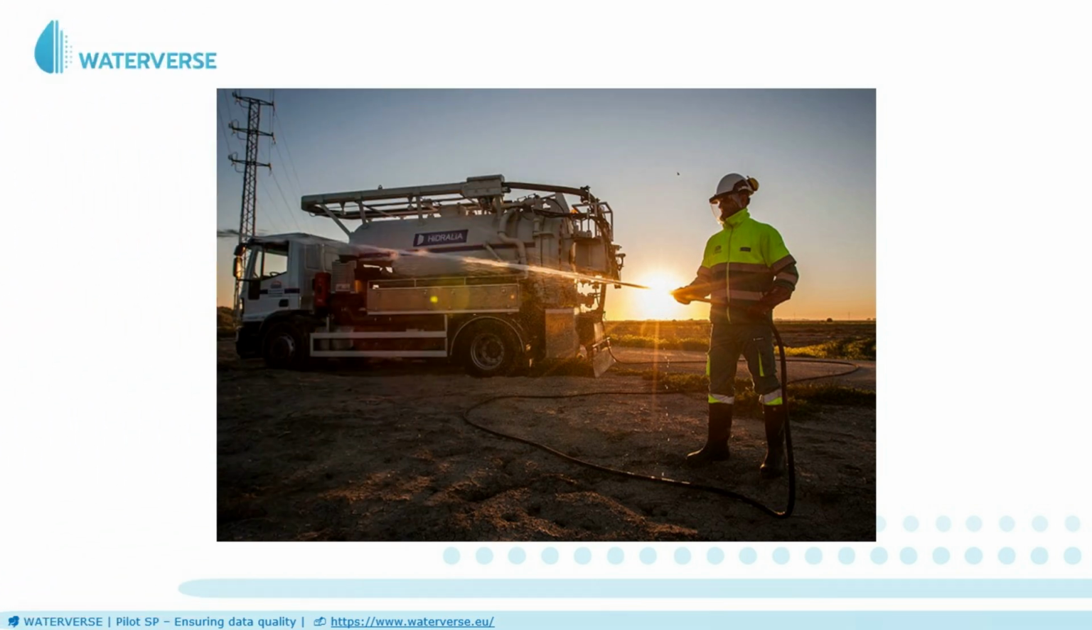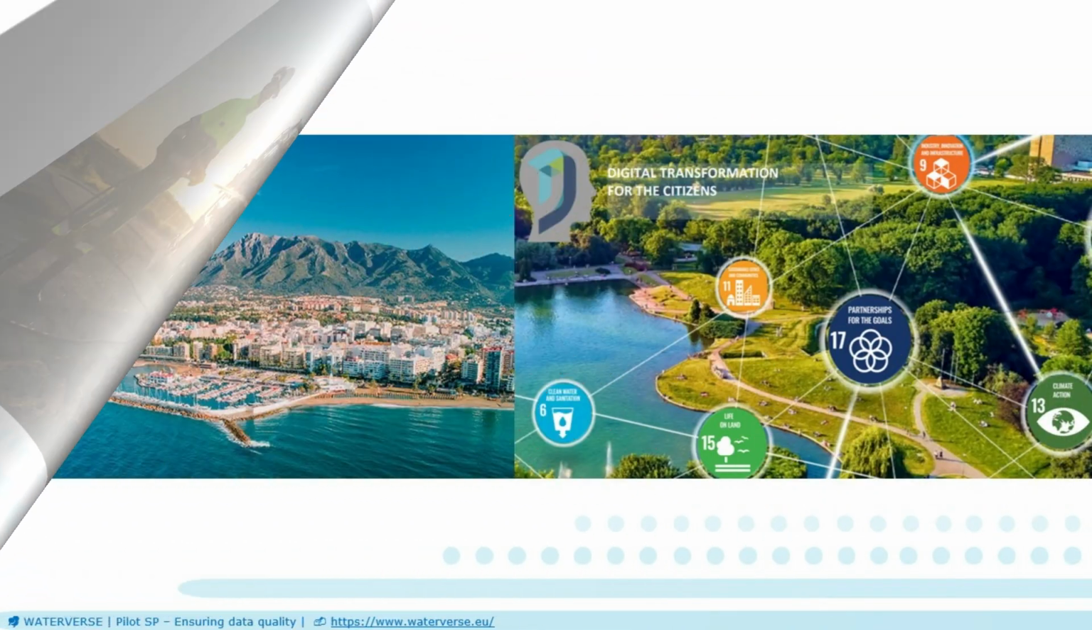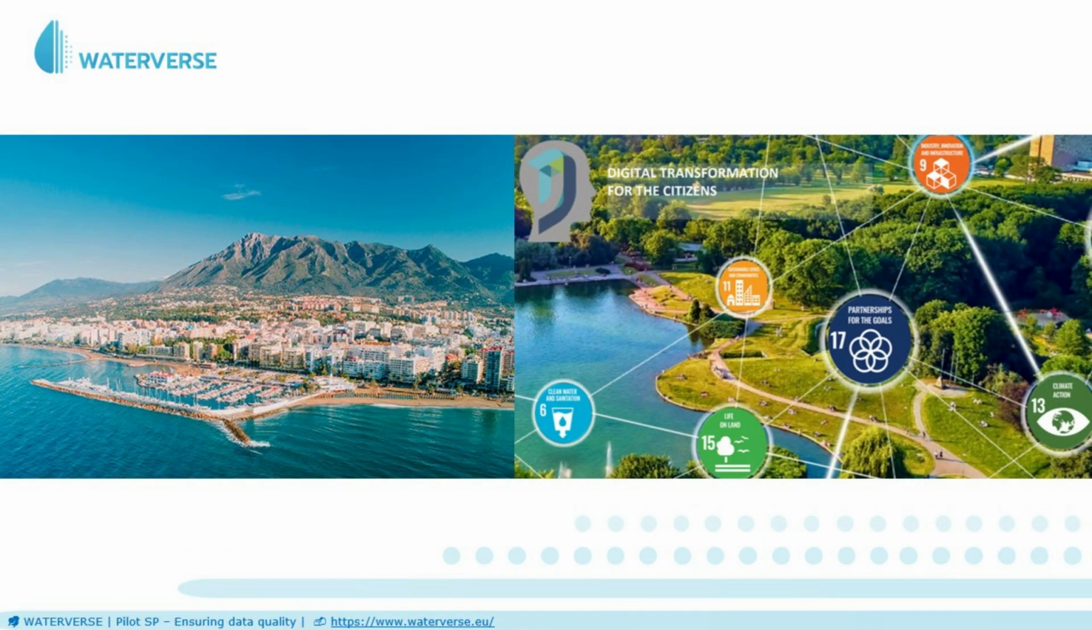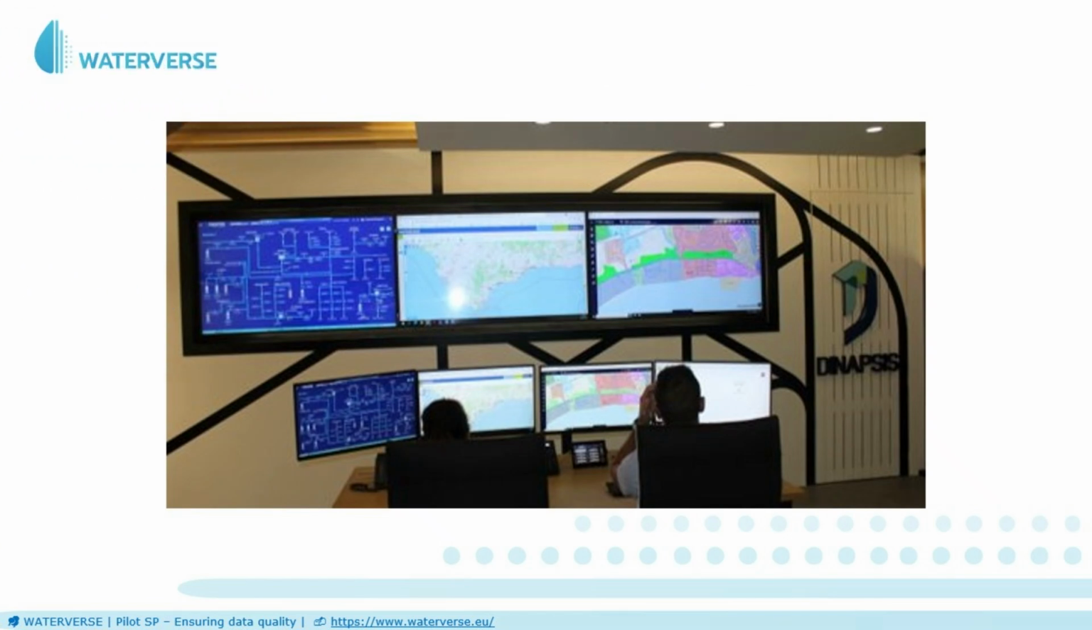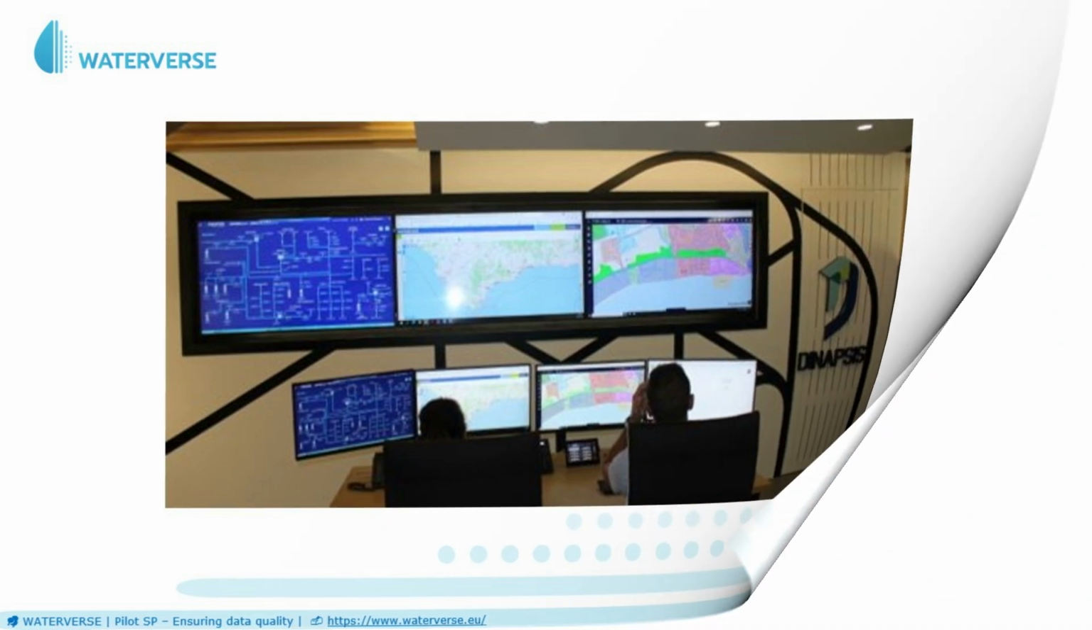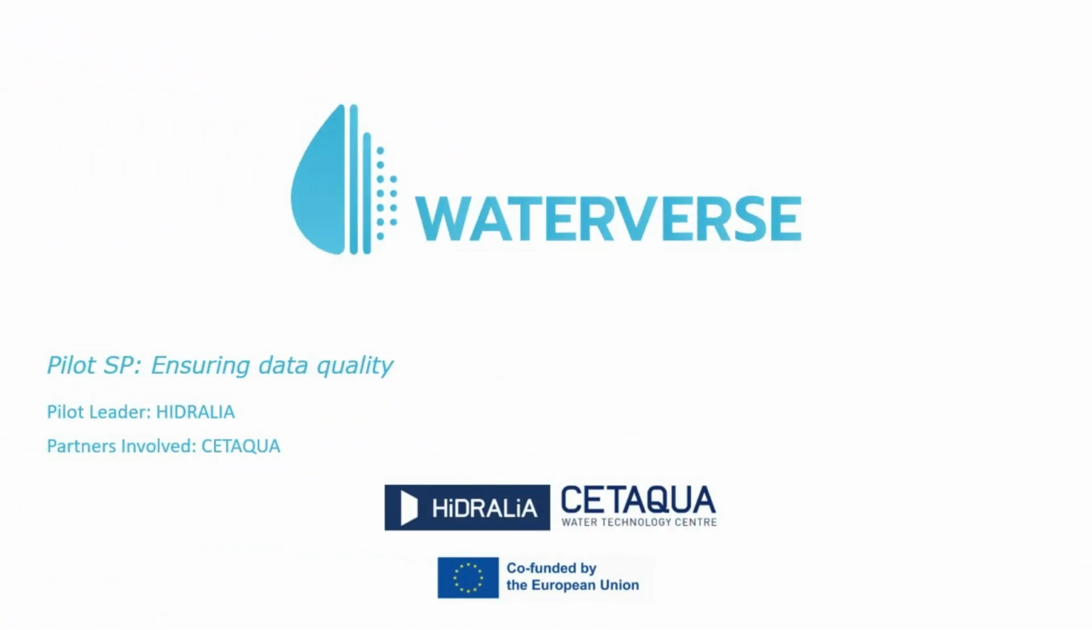Hydralia is an Andalusian company specializing in the full water cycle management. Based in Seville, Spain, Hydralia sources its water from a variety of resources. Since Hydralia deals with huge amounts of data coming from various systems, the need for high-quality data is crucial for the day-to-day operations. And this is exactly the use case we are discussing as being the second use case for the Spanish pilot in WATERVERSE, which focuses on ensuring data quality.